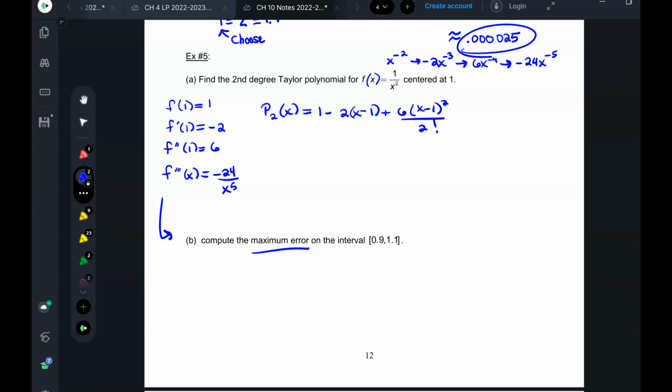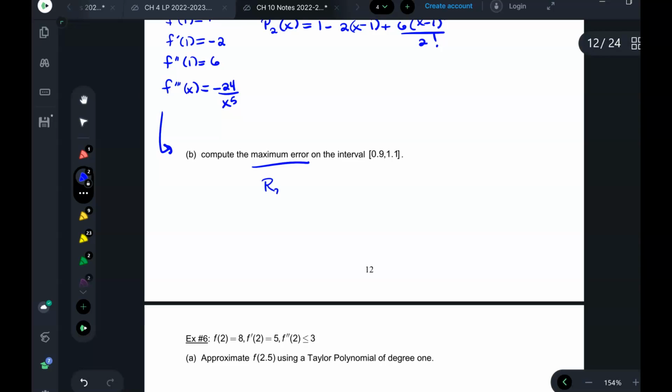Now I'm saying, what's the maximum error for any values between 0.9 and 1.1? Remember, my center is at 1. So how much is it going to be off from 0.1 to the left and 0.1 to the right of 1? Okay, so R2 of x. I have to go to the third derivative, and I'm going to put of z. We have to figure out what z to choose. And then it's going to be x minus 1 to the third over 3 factorial.